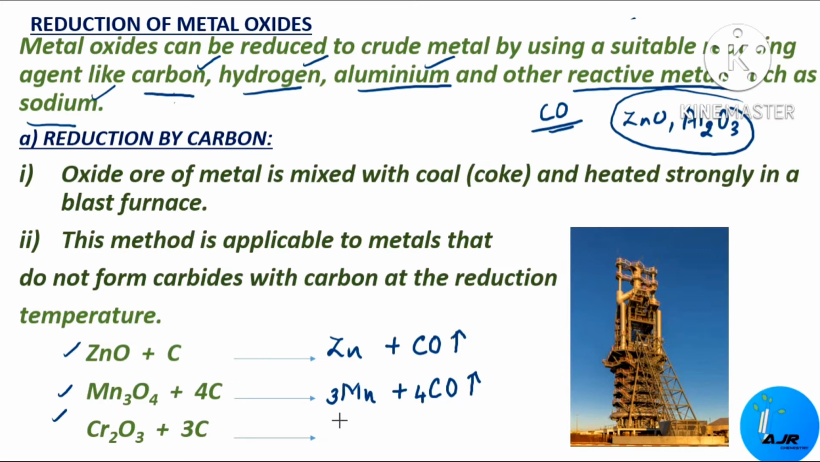Now for chromium sesquioxide or chromium trioxide, plus carbon, it gets converted to chromium plus carbon monoxide. Here also the same thing. It's easy. Here chromium 2, oxygen 3. Then here also 3. So it's easy to balance the equation. So here 2, here 3. Understood, this is also a vapor. So this is what happens during the reduction by carbon.